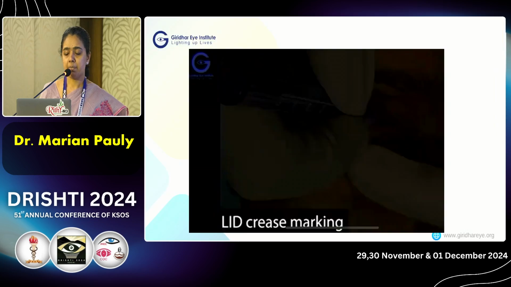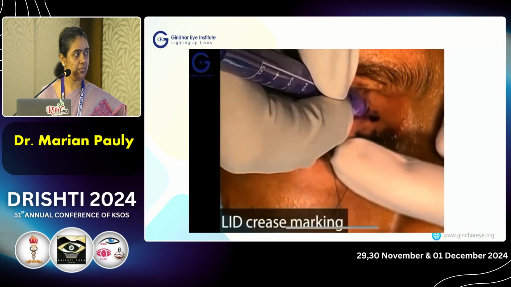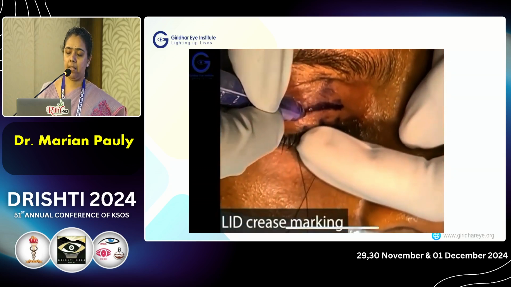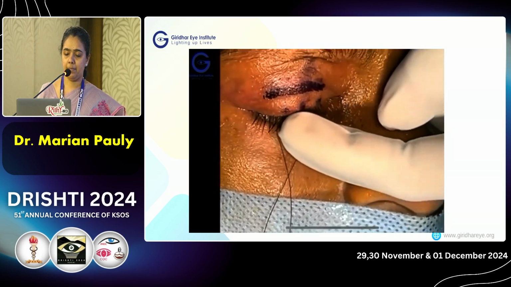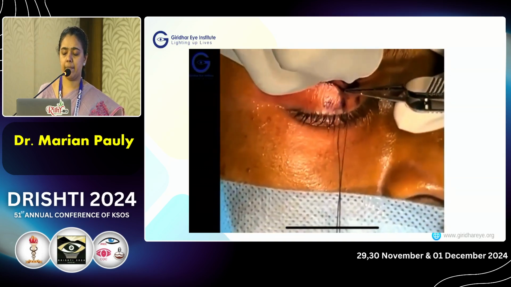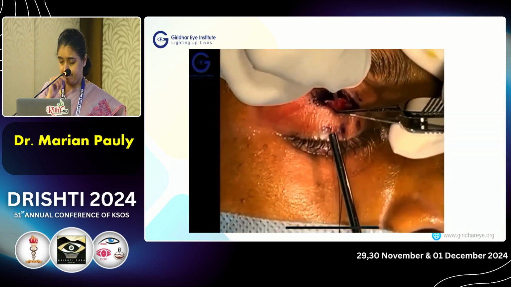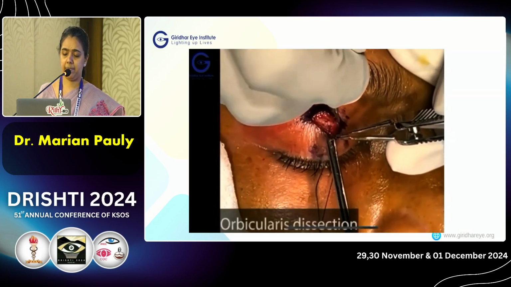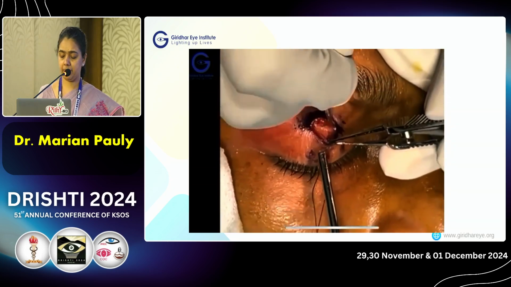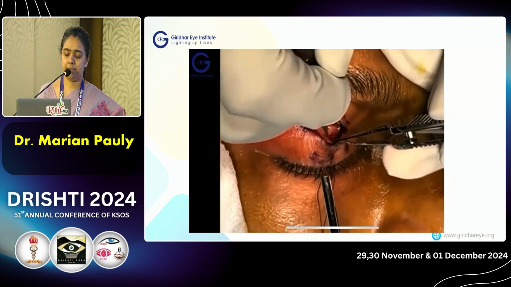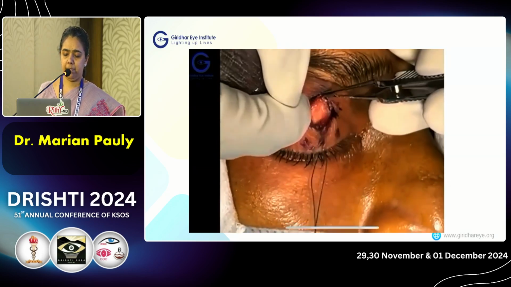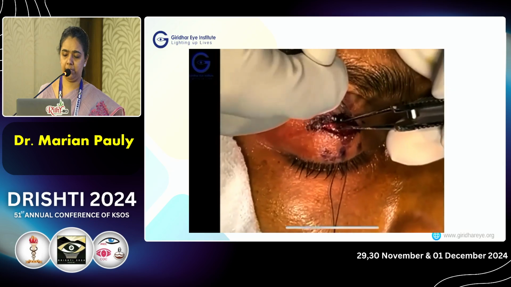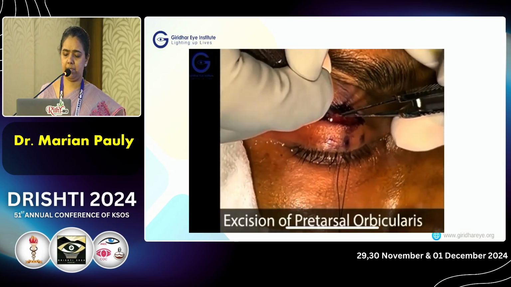So this is not new, but what I'm doing now, I'll just show a small video. Lid crease marking done. Traction sutures taken. An 8 mm lid crease incision done with the help of radiofrequency cautery. Orbicularis dissection is done. Suborbicularis dissection carried out in preseptal and pretarsal plane. Minimal pretarsal orbicularis is excised.